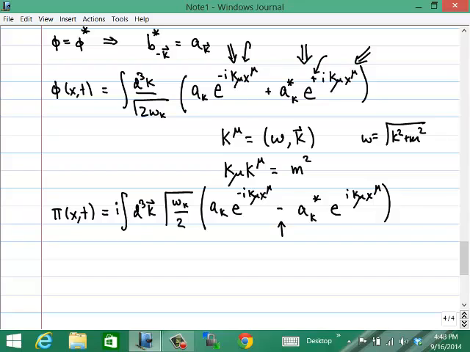So now what I'd like to do is go ahead and solve for these Fourier conjugate variables A and A star in terms of phi and pi so that I can go ahead and work out the fundamental commutation relations in this basis A and A dagger. So the Fourier transform. So let's start by working out the Fourier transform of phi.